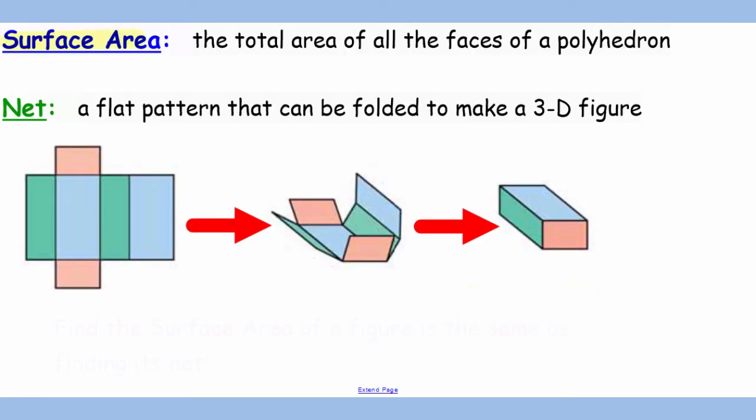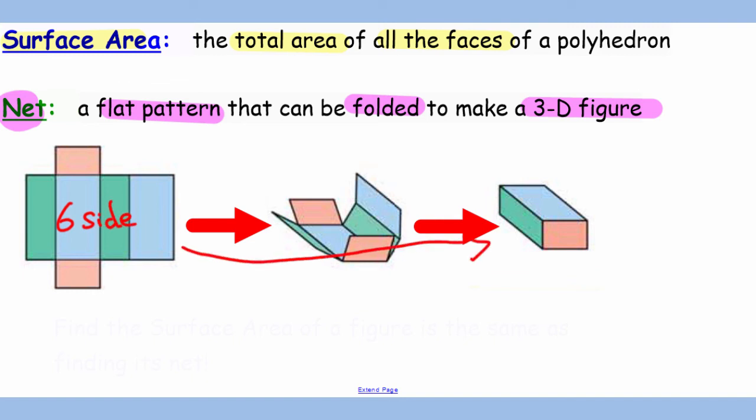Surface area is defined as the total area of all the faces of a polyhedron. And the net is a flat pattern that can be folded into a 3D figure. Notice at the bottom right here, we have a shape that has 6 sides. And if you fold this up, the sides will meet and eventually it will turn into a box. So this is a net of a rectangular prism.